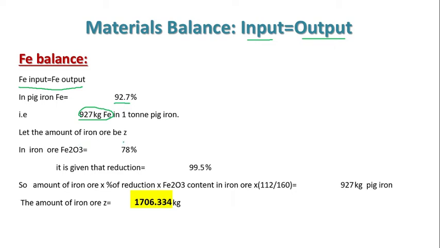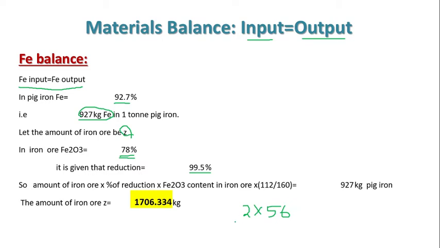So if we take the amount of ore to be Z, then the equation will be amount of iron ore, that means Z, into percentage of reduction, that means 99.5%, and Fe2O3 content in the iron ore, that is 78% Fe2O3, multiplied by one factor, that is 112 divided by 160. 112 comes from 2 into 56 in Fe2O3. So 2 into 56, that is 112.